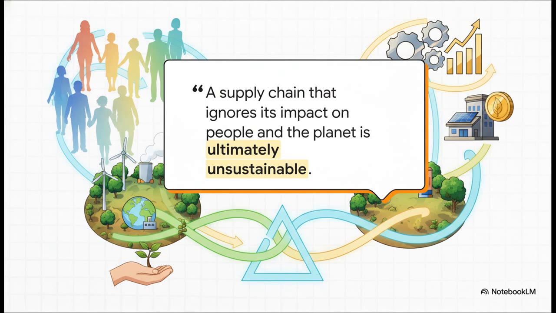This quote just sums it up perfectly. In today's world, both customers and investors are demanding more. A company that pollutes or uses unethical labor, well, it isn't just being irresponsible. It's building a business that simply cannot last. True success requires a balance of all 3 of these.